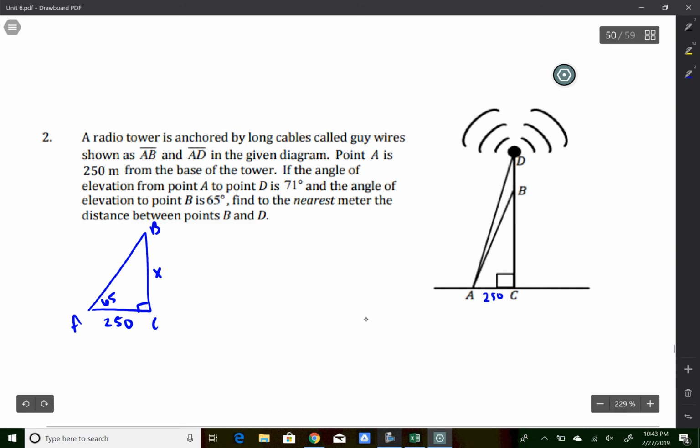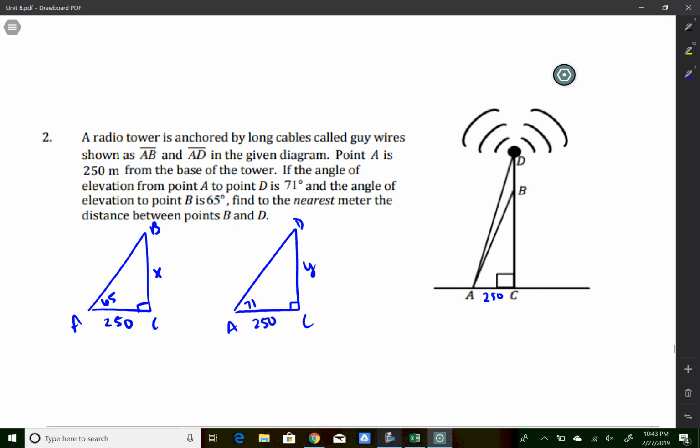Let's take a look at triangle ADC. So I know the angle from A to D is 71 degrees. I still know AC is 250. Still a right angle. So I can find the distance from D to C. So that's different, so that'll be Y. What could I do with X and Y to find this little piece? Well, I know I just made this whole big thing Y and this whole small thing X. So if I subtract Y and X, I can find DB.